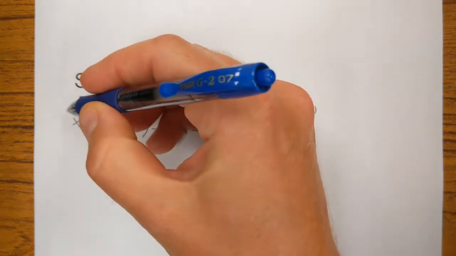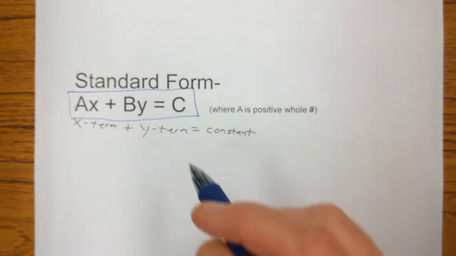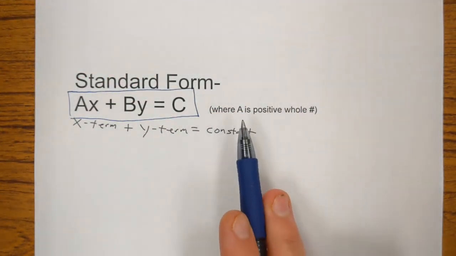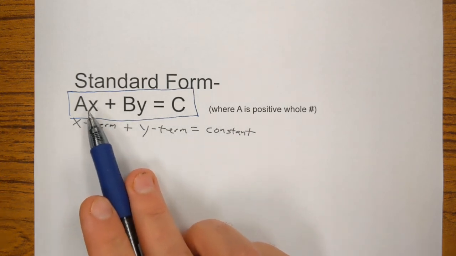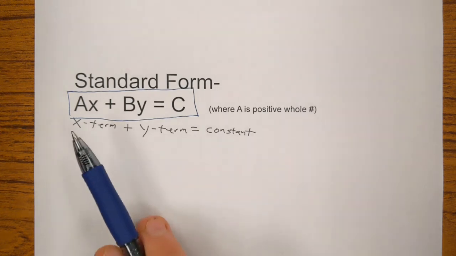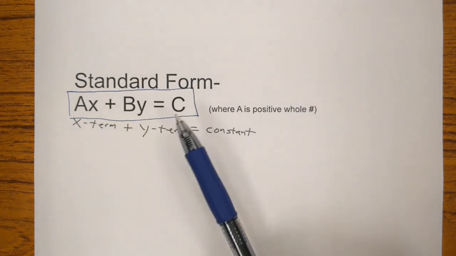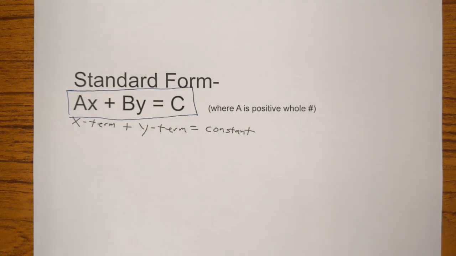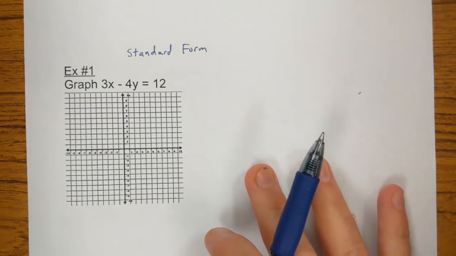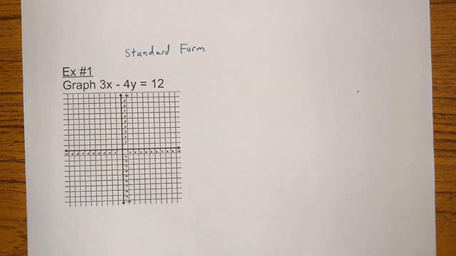It can also be written like this: ax plus by equals c. And technically, to be in standard form, this leadoff coefficient of x has to be a positive whole number. But the key thing is the order. If the x term comes first, followed by the y term, equal to a constant term, that's said to be in standard form. Well, that's exactly what we have here in example number 1: x term, y term, equal to a constant term.